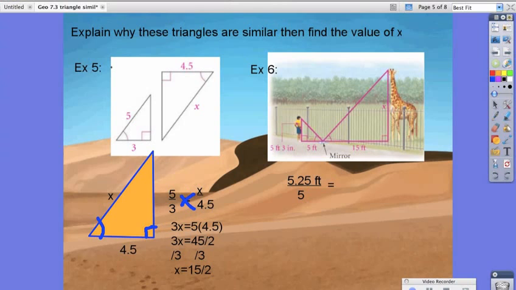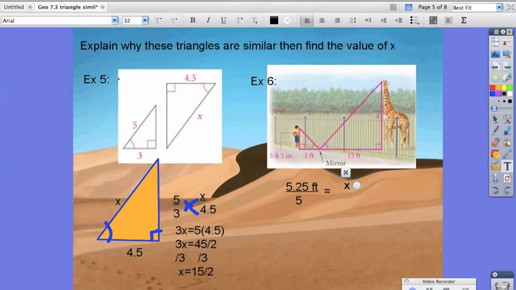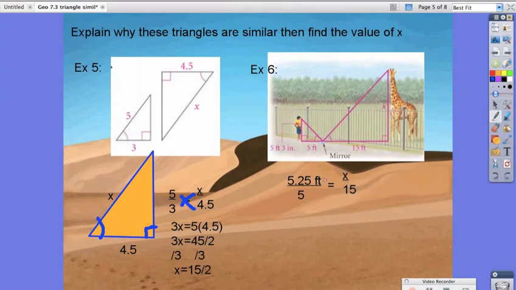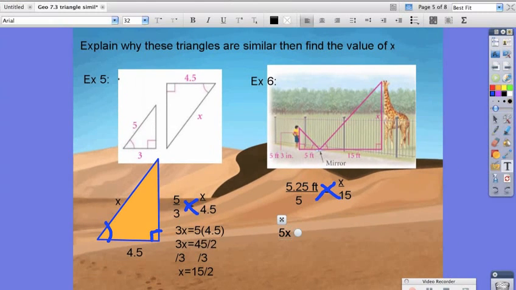Then we're going to do the same thing with the giraffe. The height we don't know, and we're going to divide that by the distance to the mirror, which is 15 feet. We're going to do a quick cross multiply. We're left with 5x equals 5 1/4 times 15. Divide by 5 on both sides. We get 15 3/4 as the height.